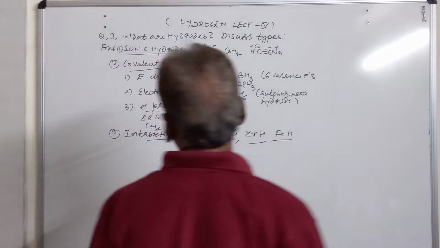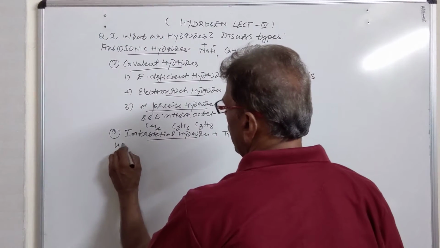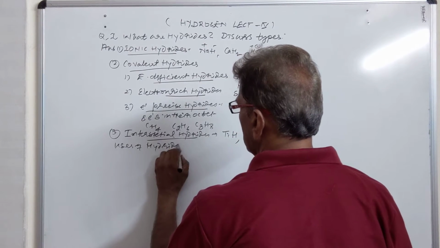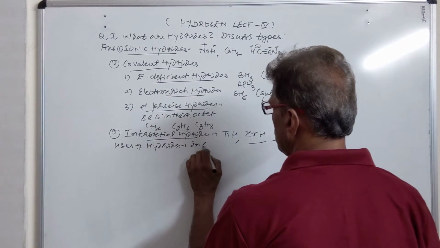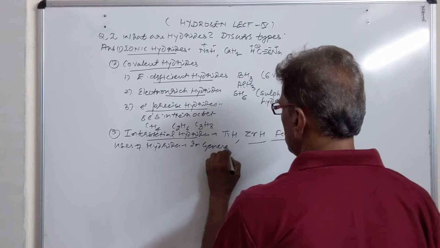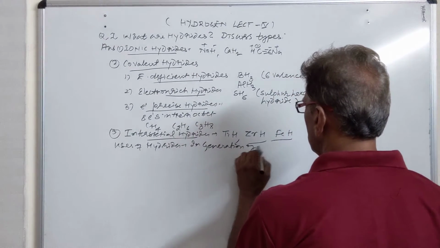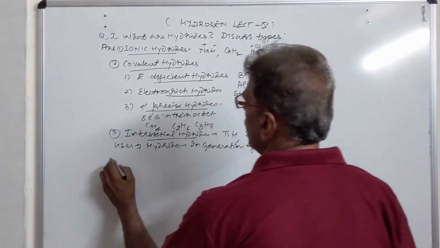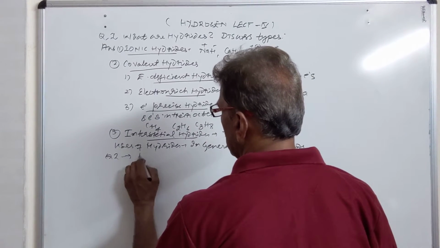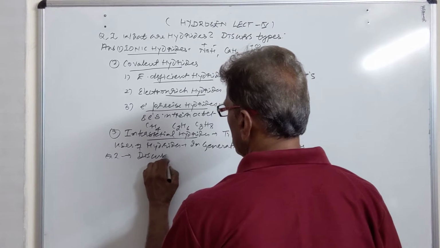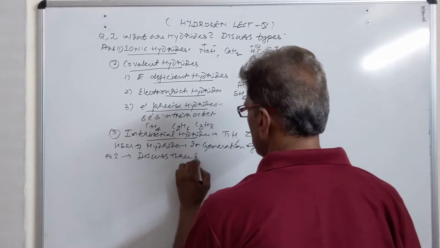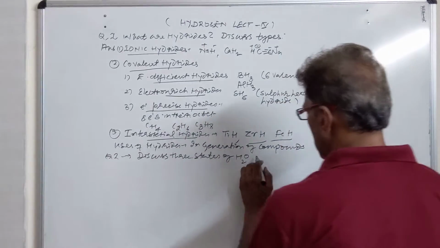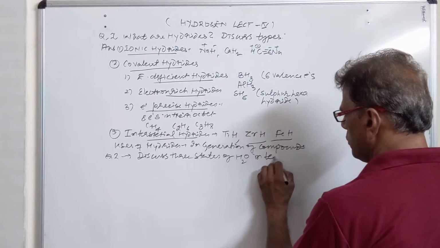Now we have the second question, uses of hydrides. They are used in the generation of compounds. Then we have question number 2, discuss 3 states of water in terms of hydrogen bonding.